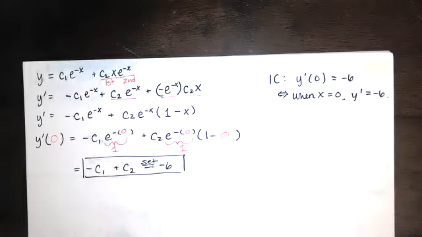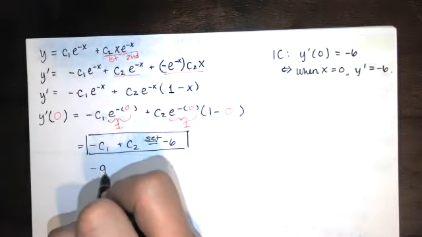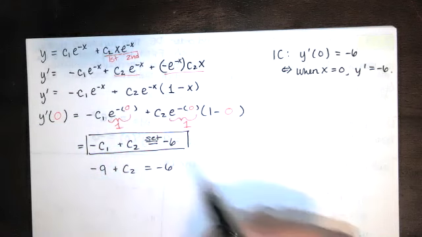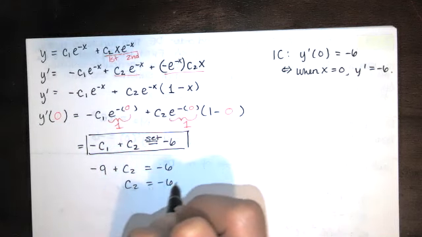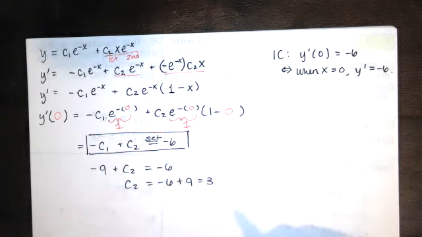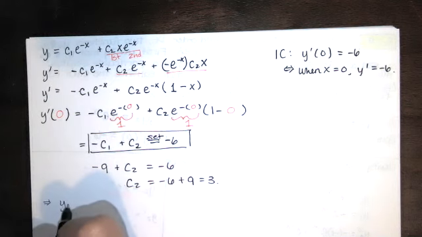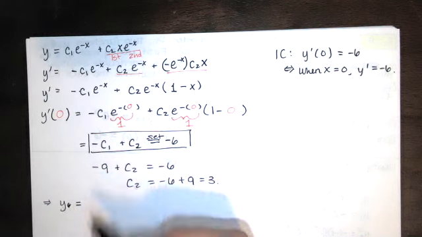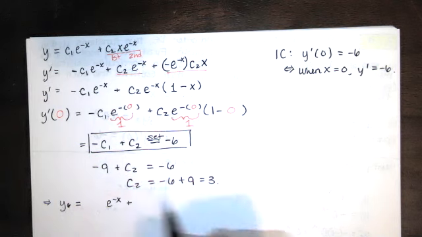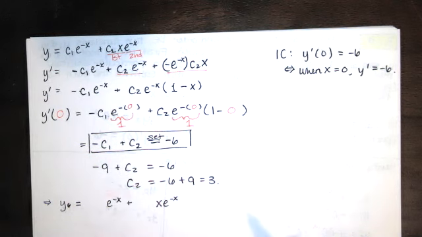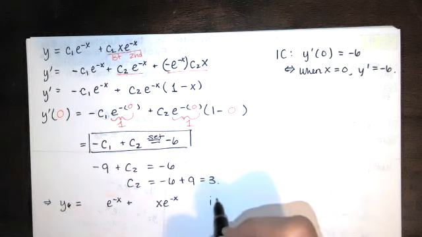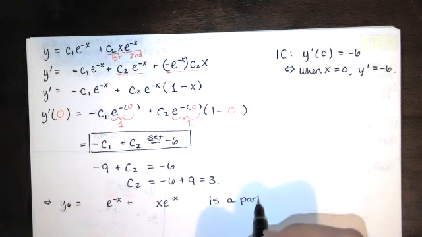But remember, we already found C1. C1 turned out to be 9. Since we know that C1 is 9, we can substitute that in here and solve for C2. Add 9 to both sides, and you'll have C2 equals 3. So when C2 equals 3 and C1 equals 9, y equals C1y1 plus C2y2 is a solution of the differential equation. So this is a particular solution.